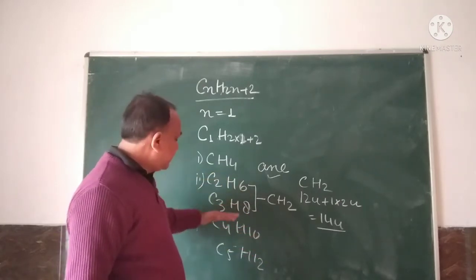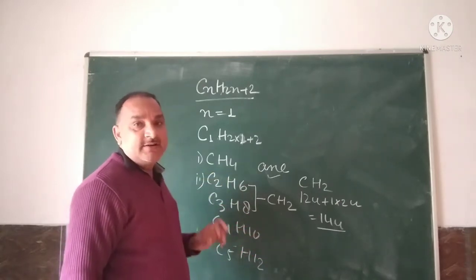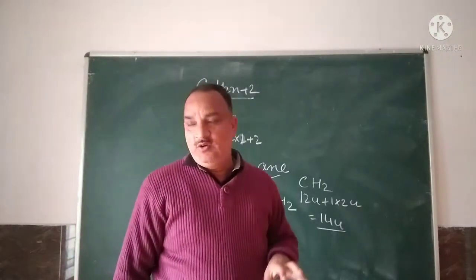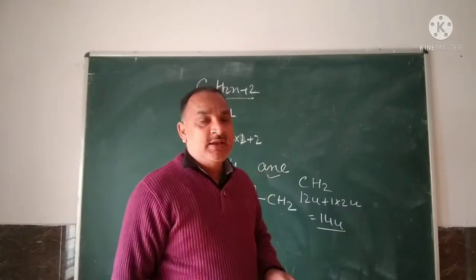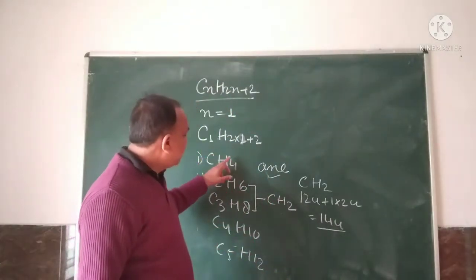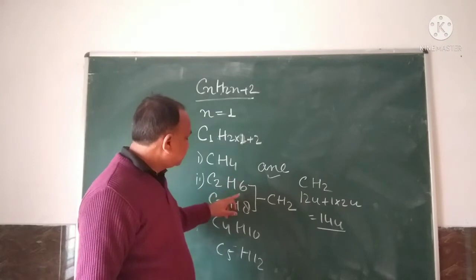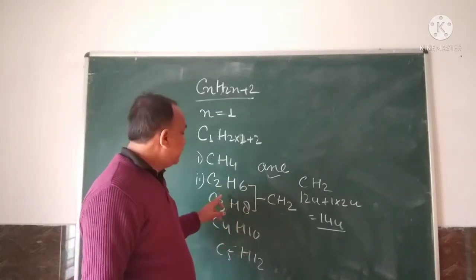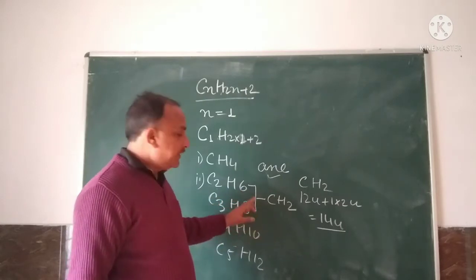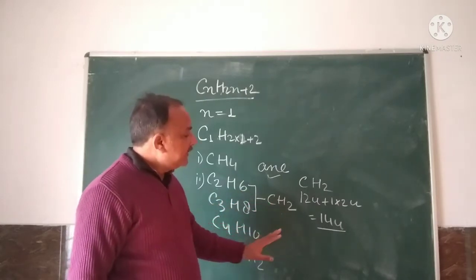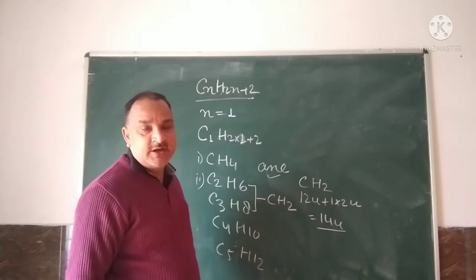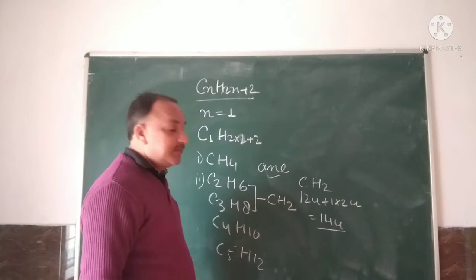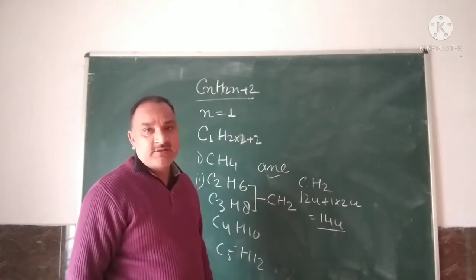And in this way, we are creating a kind of series. That series is called the homologous series. In the homologous series, all members have the same type of functional group, and they have a difference of CH2, and a molecular weight difference of 14 atomic mass units. In this way, that is called the series of the alkanes.